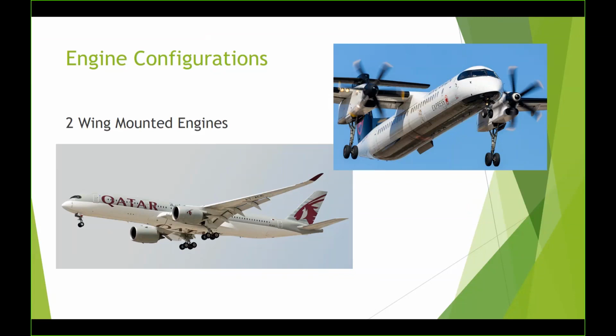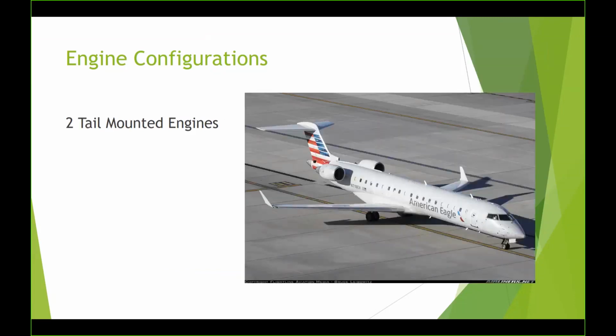The next type we have is 2 tail-mounted engines. You'll see this is very common on regional aircraft, regional jets, and business jets. So this is a CRJ 700. And so you've got 2, in this case turbofan engines, mounted each side of the tail. They're on what are called pylons on each side of the tail.